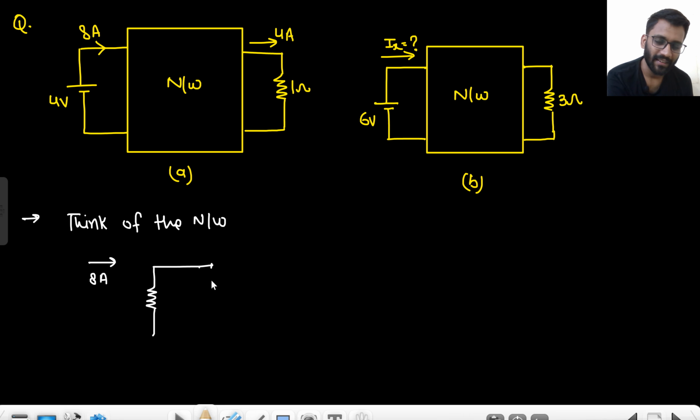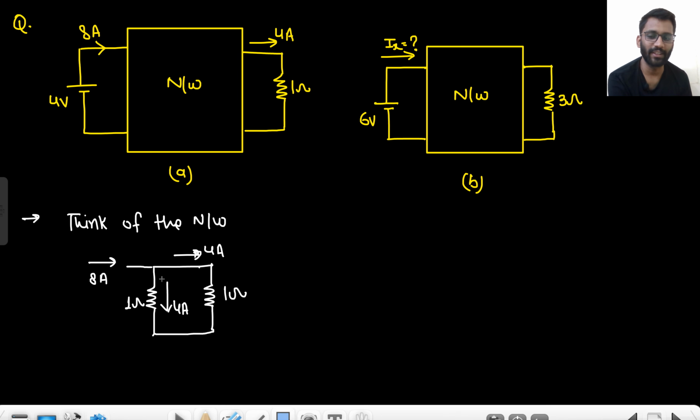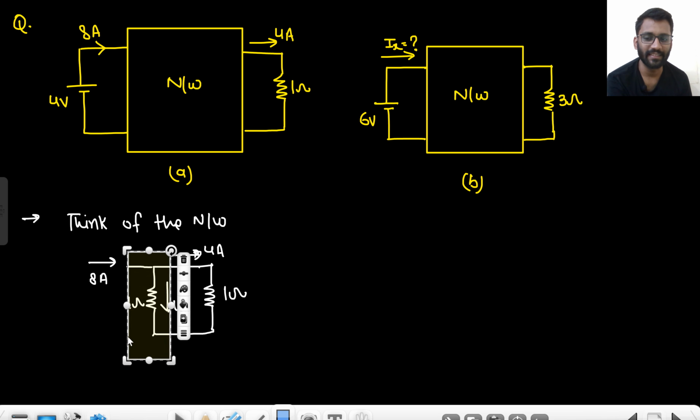And then this 1 ohm resistance is taking 4 ampere current, right? And 8 ampere current is coming from this side. 4 ampere current is being eaten by this, so here also we will have 4 ampere current. So this would be 1 ohm resistance only. So what is your network? Your network is simply 1 ohm resistance, nothing else.